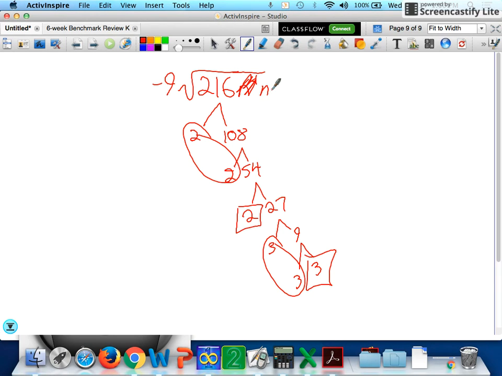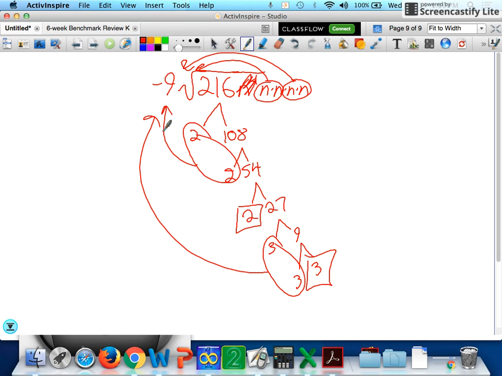N to the 4th power is n times n times n times n. There's a pair of n's. There's another pair of n's, and this time we didn't leave any n's behind. Our pair of 2s comes out. Our pair of 3s comes out. So what we're essentially doing is 2 times 3 times 9, which is -54. N times n is n squared.